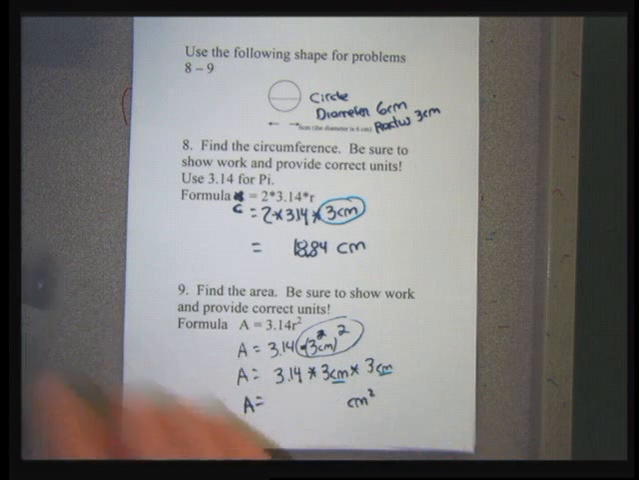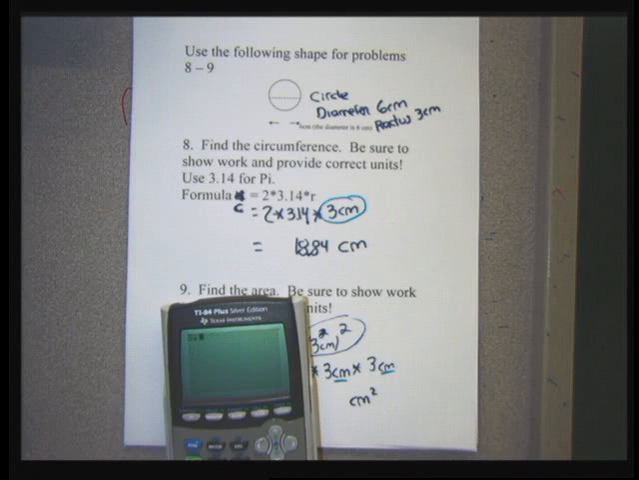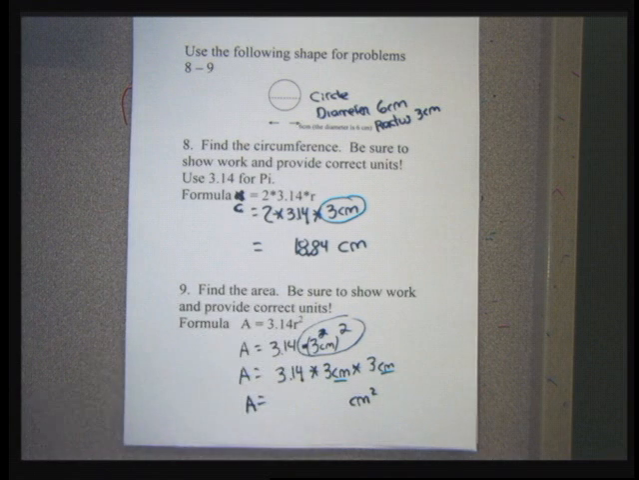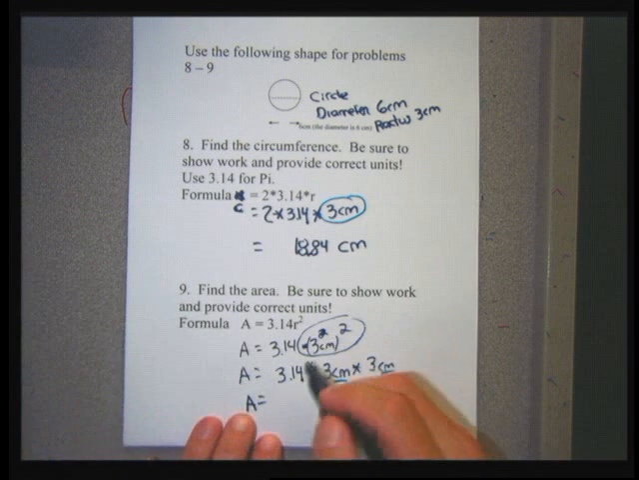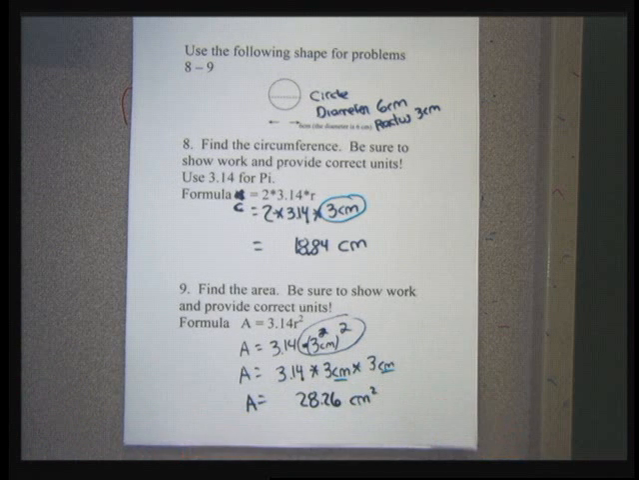And then I need a number. I'm going to round it to 2 decimal places. This might only give me 1 decimal. So I'm going to go 3.14 times 3 times 3. And I get 28.26, and then square centimeters. So the answer I'm going to write down for number 9, the area of that circle that has a diameter of 6 centimeters, is 28.26 square centimeters.